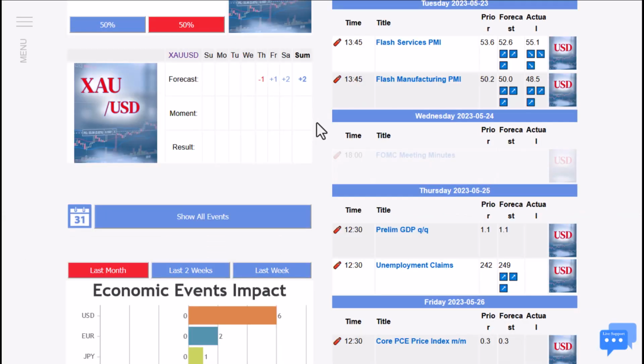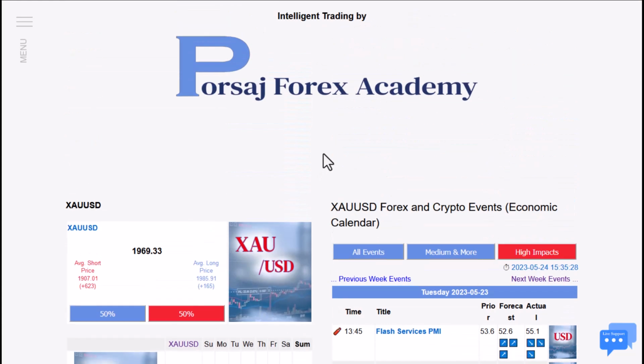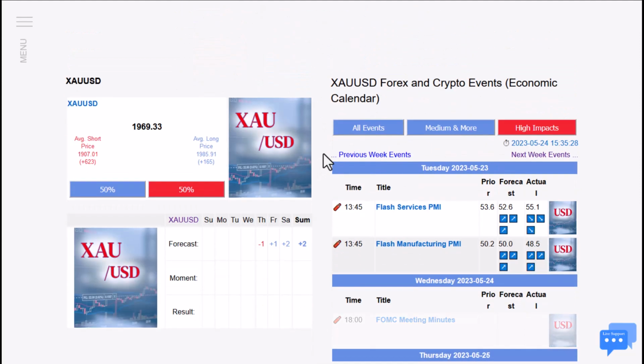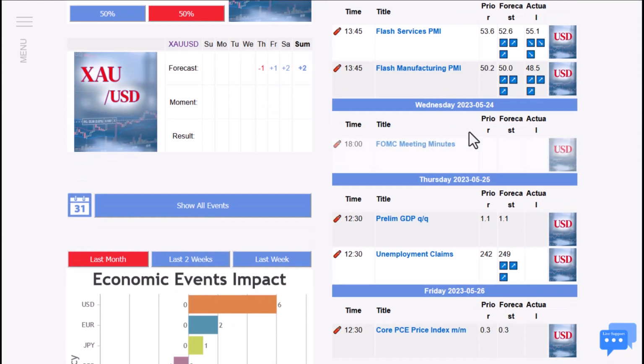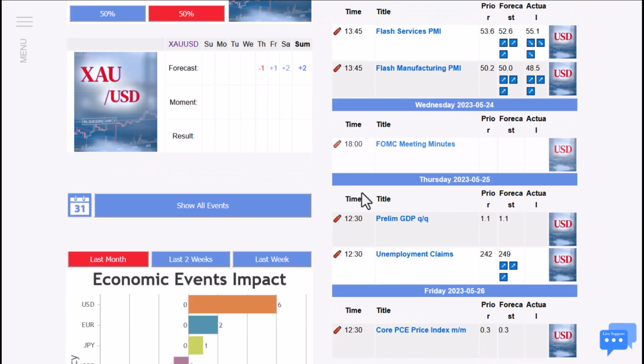Okay, now that we are on our calendar, as you can see, the buyer side has the same power as the seller side. And unfortunately for this week's news, I don't see so much important news. So what we have to do here is forget about all of these news here, because they actually have no impact on the price.